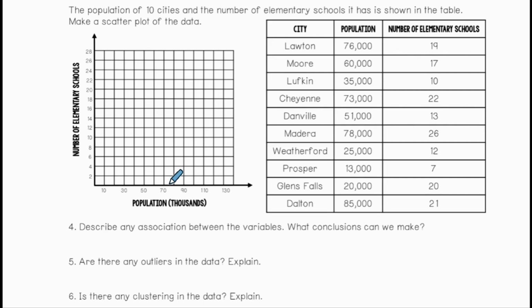So I'm going to do the best estimate that I can for 76,000, and then 19 would be up here in between 20 and 18. So I'm going to say Lawton is right here. Now plotting all my other points, my scatter plot would look like this. So once all my coordinate points are plotted, this is what my scatter plot looks like.